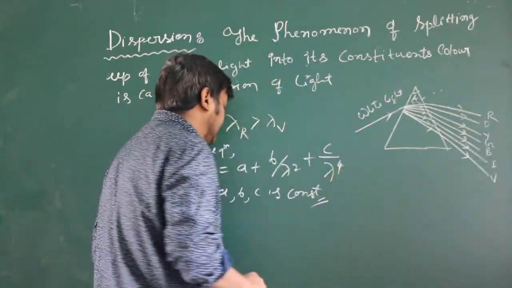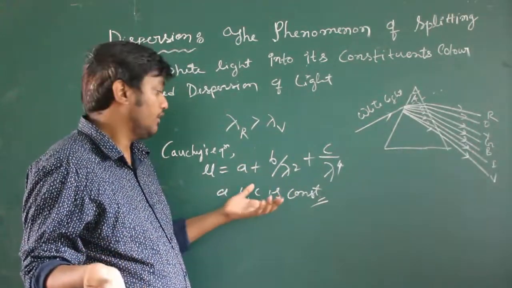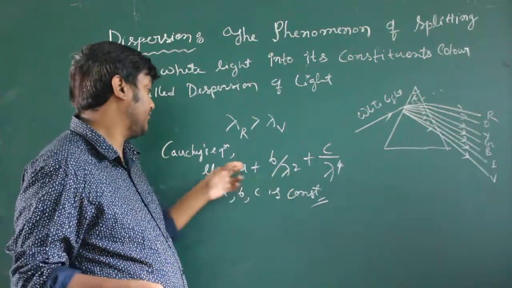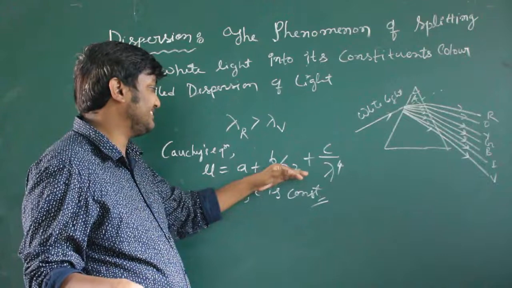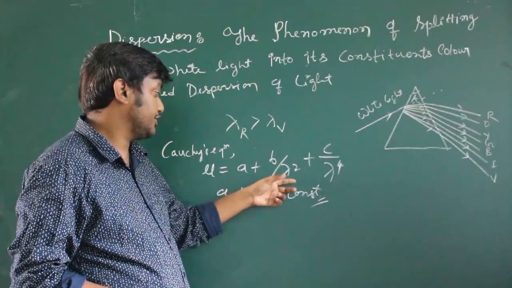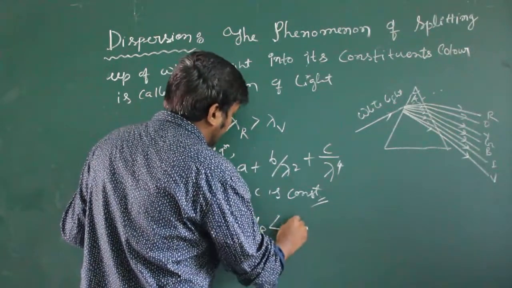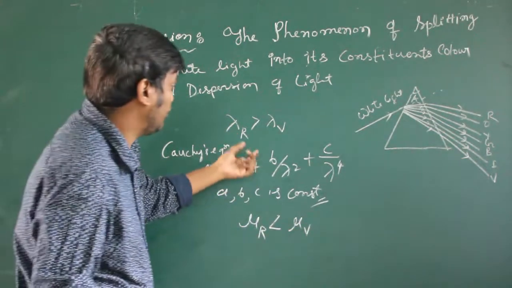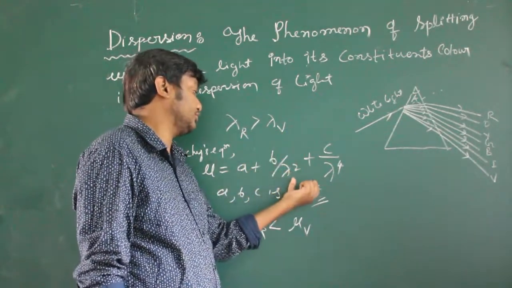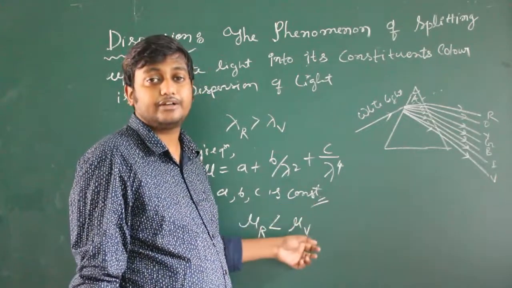Now from this equation, you see if the wavelength gets greater, then the refractive index will be less. Understand? If the wavelength is more, then the refractive index will be less, because wavelength is in the denominator. So from this equation, we can say that the refractive index of red light is less than the refractive index of violet light, because the wavelength of red light is greater than the wavelength of violet light.